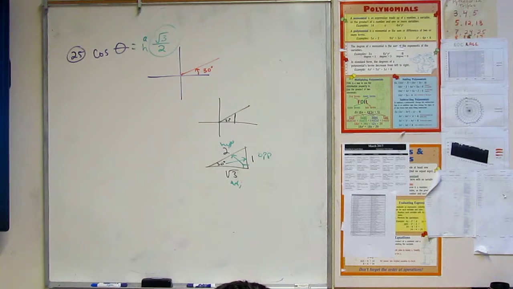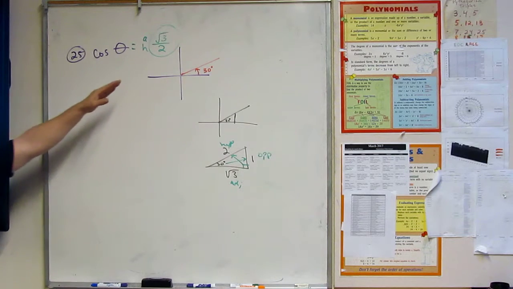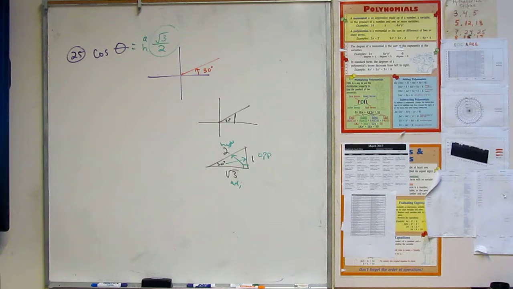Because it doesn't want rounded off. It doesn't say give me a decimal. It wants the exact number. Okay? So you got to come up with this. Square root of 3 over 2. Bam. Easy? Okay? I'm going to do one more.